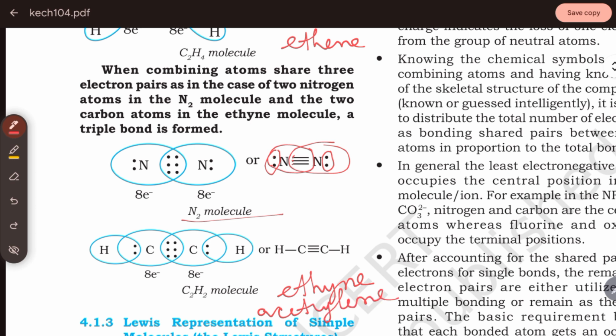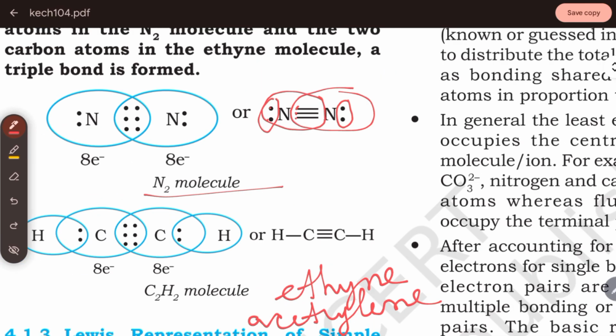So now again, the carbon has 1, 2, 3, 4 of its own. This is 5th, 6th, 7th, 8th. So this is the octet of one carbon, and this is the octet of another carbon. This is the duplet of hydrogen, and this is the duplet of hydrogen. Okay, so this is how you get the Lewis structures for the formation of covalent bonds.